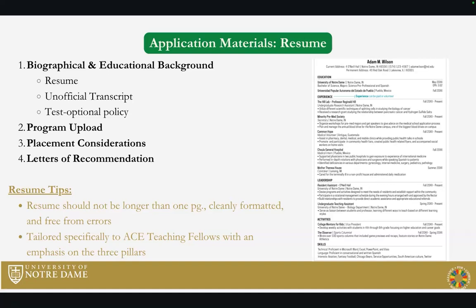So in regard to resumes, my biggest tip for folks is to make sure that they're clean and clearly formatted. If you go to the University of Notre Dame's Career Center website, there's actually a template or a number of templates that they provide that I think are really good models for what a good resume is and how it's formatted.